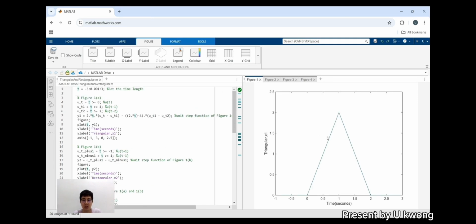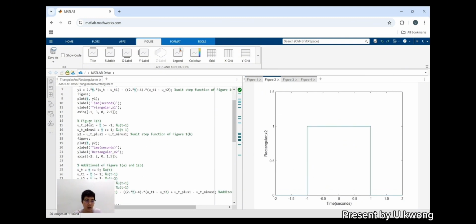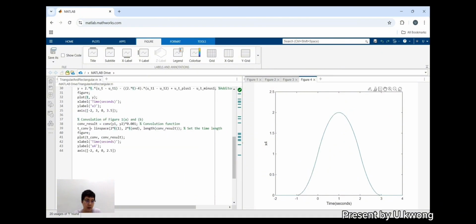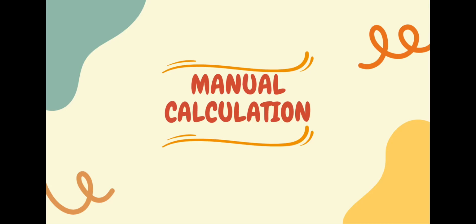Okay, so this is the graph for the first part of the code. This is exactly the same as the question sheet. This is for the second part of the code, and this is for the third part of the code, which is the addition function of figure 1a and also 1b. This is the fourth part, which is the convolution theorem of 1a and also 1b.